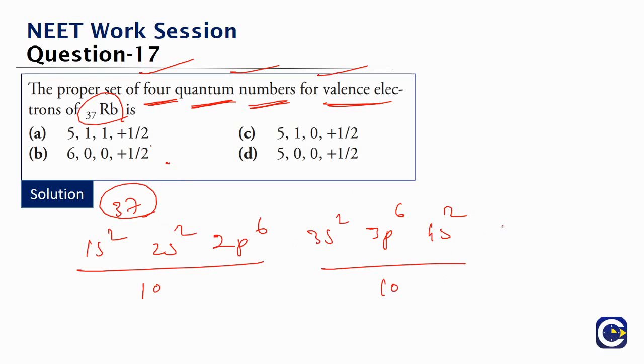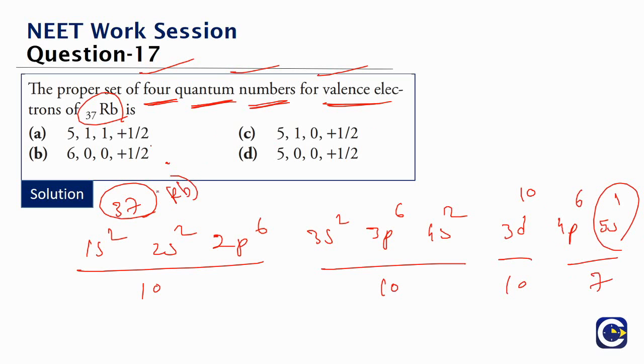After 4s comes 3d. 3d will pick up 10 electrons. Here another 10 gone. Now how much is remaining? 7 are remaining. After 3d comes 4p. 4p will have 6 electrons. After 4p will come 5s. 5s will have 1 electron. So this is the total. 6 plus 1 is 7. 37. This is the electronic arrangement of the element with atomic number 37, that is of course rubidium.